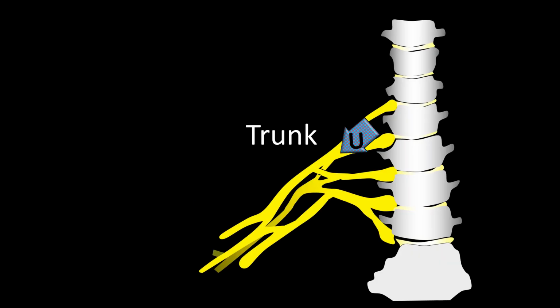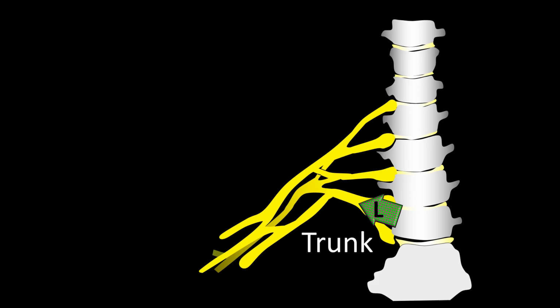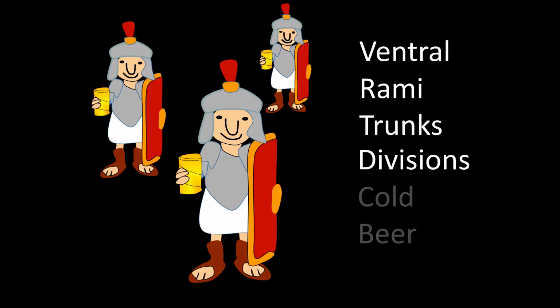The upper trunk divides into an anterior and a posterior division. The middle trunk divides into an anterior and a posterior division. And the lower trunk also divides into an anterior and a posterior division. So there are three anterior divisions and three posterior divisions. Next, I use the C in the word cold to remind me of cords.